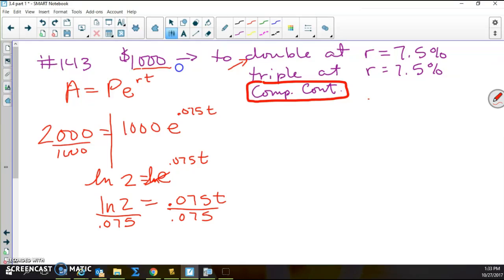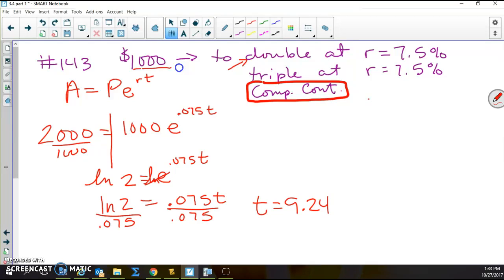Dividing both sides by that rate, we can see natural log of 2 divided by 0.075, and with a quick calculation yields time of 9.24 years. Well, if it's $1,000 you can just stick in the bank and forget about, that's a pretty good deal. In 9 years you've doubled.